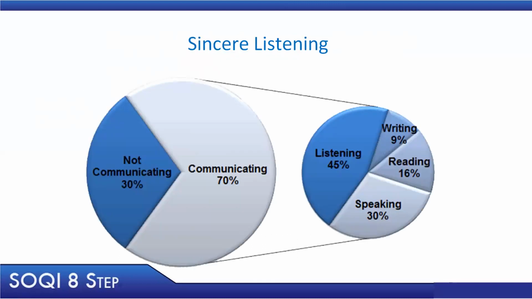This graph shows a breakdown of how active or sincere listening works. In the larger pie chart, we can see about 70% of the things that we express counts as communication. Of that, 45% of it is just active listening.